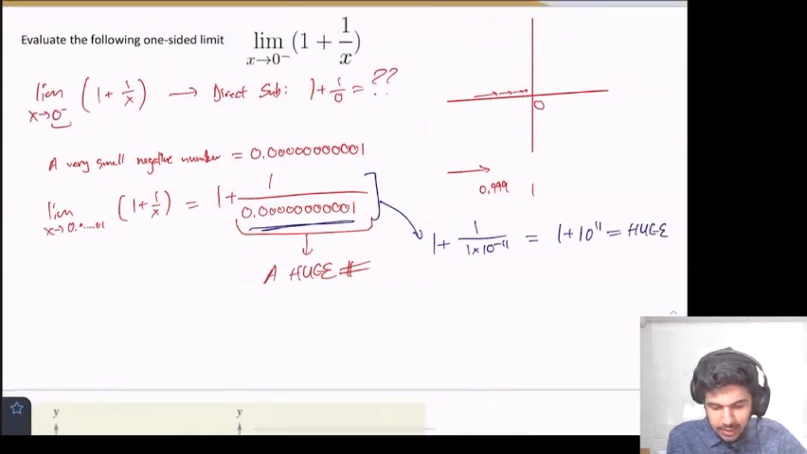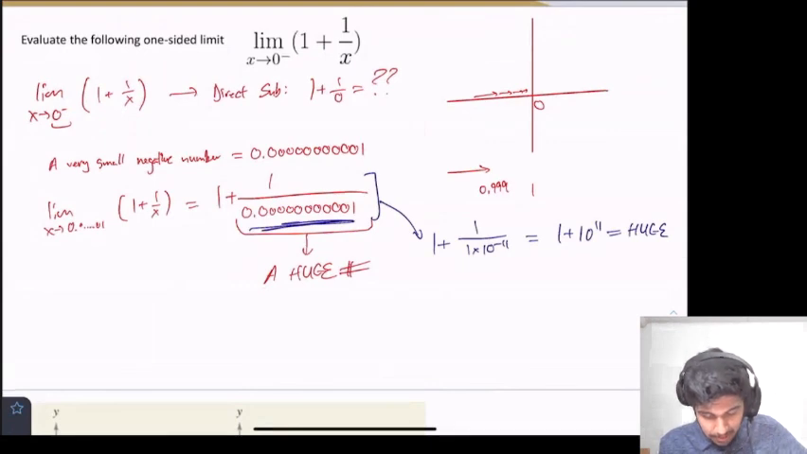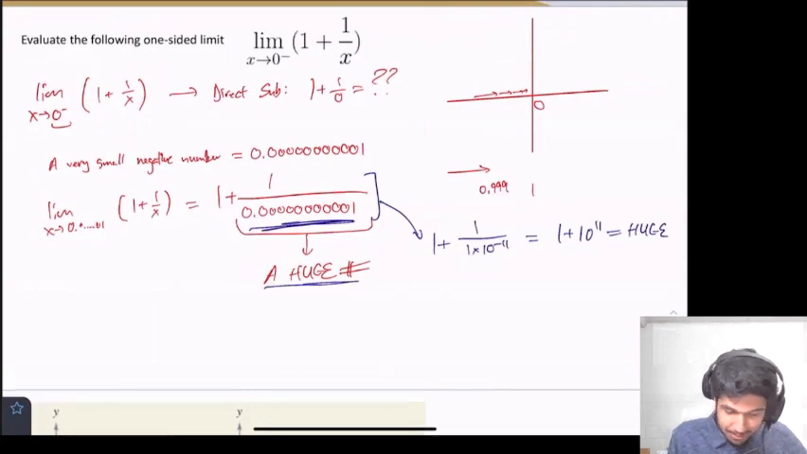But this isn't even the smallest number we can get. We can get even smaller and closer to 0. But no matter what we get, it's going to be a huge number. However, something I've completely forgotten about is that the number has to be negative. So we need a negative sign here. So I'll throw that in. And this would be a huge negative number.